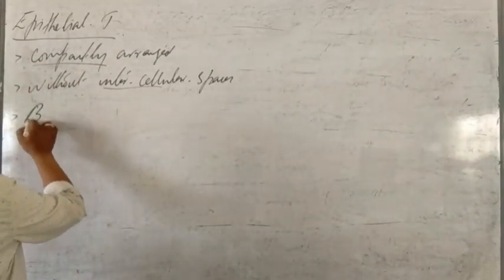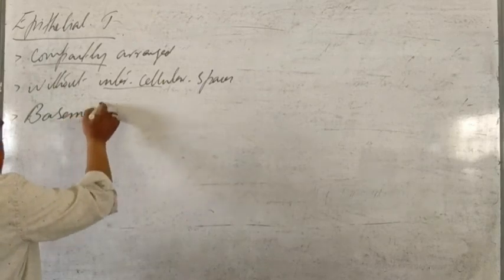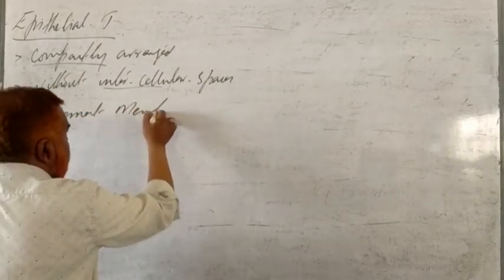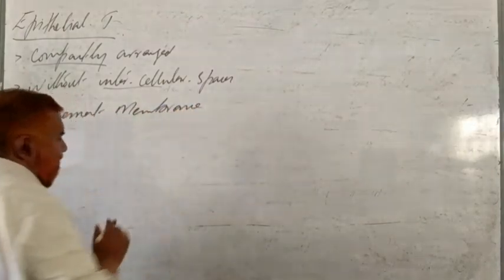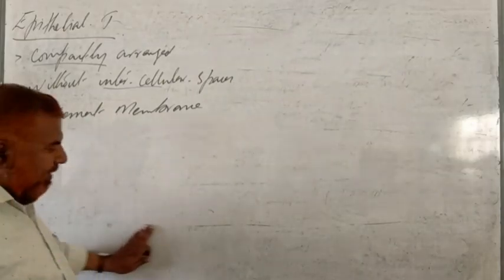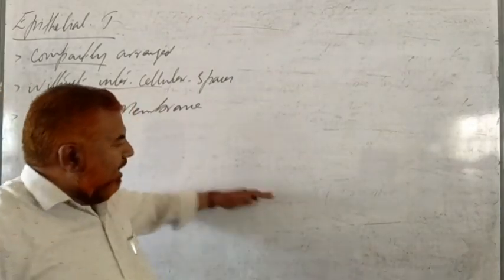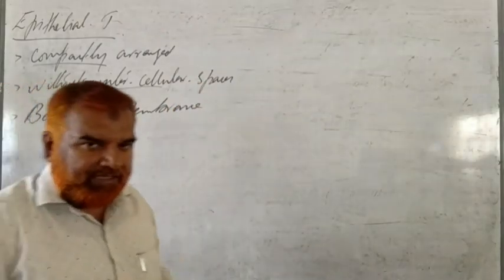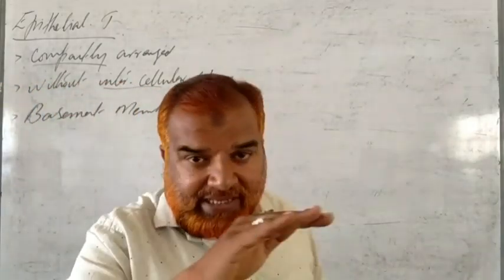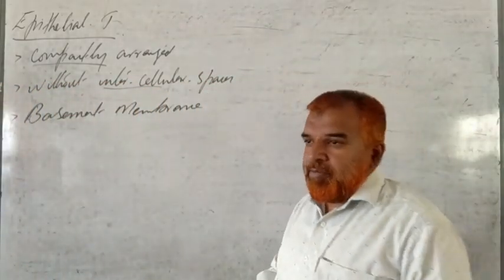All these cells are arranged on where? Basement membrane. These cells are arranged on a basement membrane. There is a layer, there is a membrane on which cells are arranged. All cells are arranged on a basement membrane.